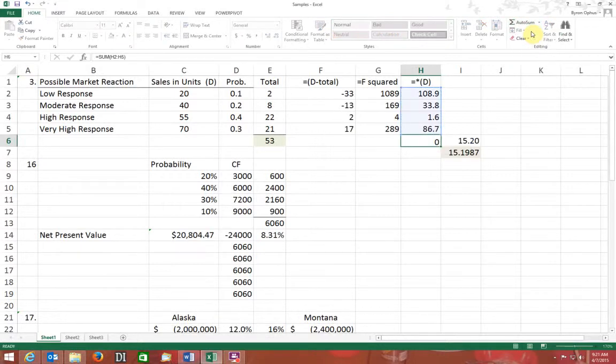231, and simply, I got it here twice, I don't know why, but then we simply find the square root of this. Remember, we squared these just to get it positive, and we applied the probabilities. Now we're going to take the square root of this, and that's going to tell us what the standard deviation is of these four.